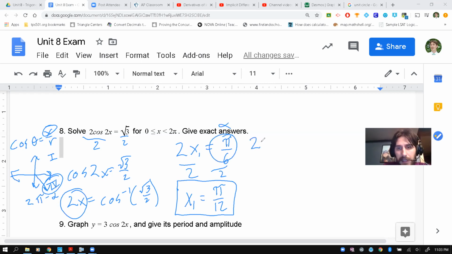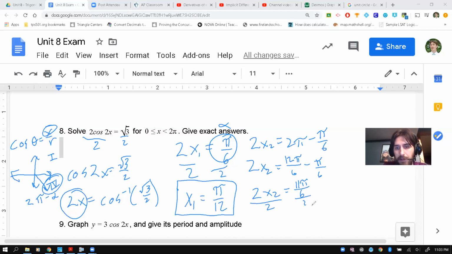So my second answer will be when 2 pi minus pi over 6. That needs a common denominator. If I get a denominator of 6, 2 times 6 is 12, so 12 pi over 6 is the same thing as 2 pi. 12 pi over 6 minus 1 pi over 6 is 11 pi over 6. And now to get x by itself, I would divide by 2. So my second answer is 11 pi over 12.